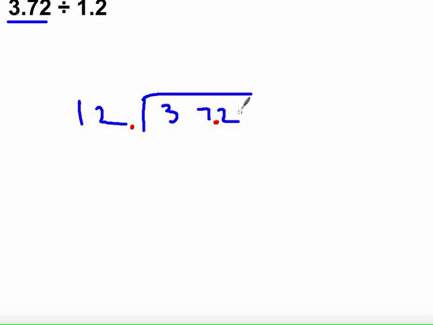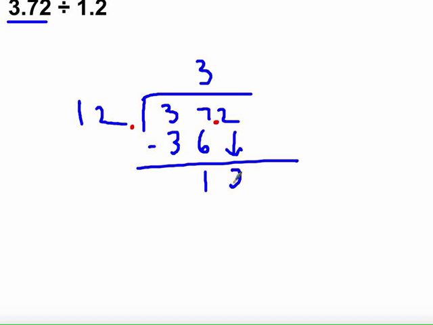So 12 can't go into 3, but it can go into 37 3 times, which is 36. Subtract, I get 1. Then I bring down the 2. And 12 goes into 12 one time, which is 12, with nothing left over. And just like we learned in the past videos, the decimal point then goes straight above, and my answer is 3 1/10.